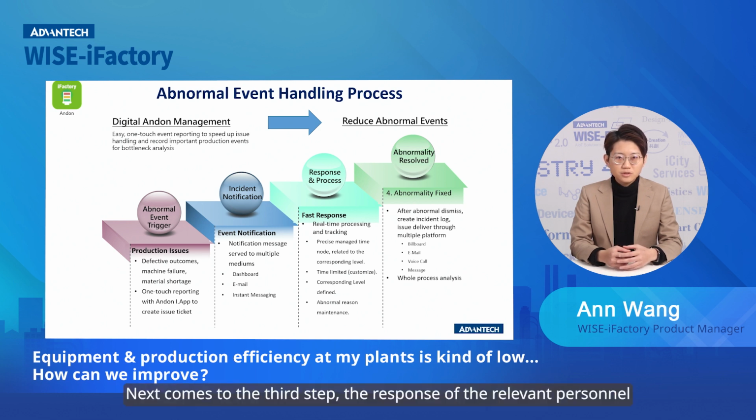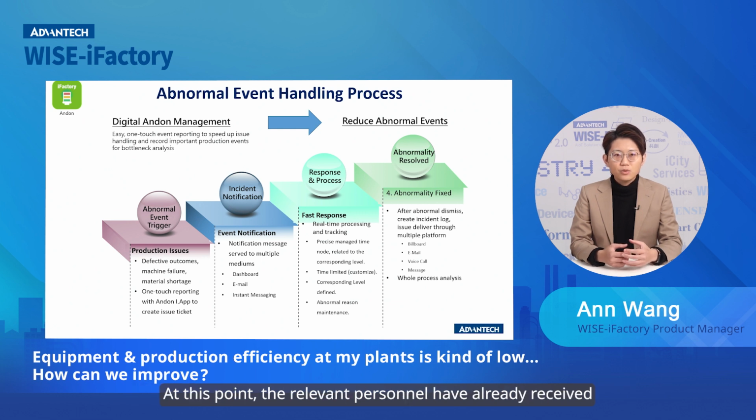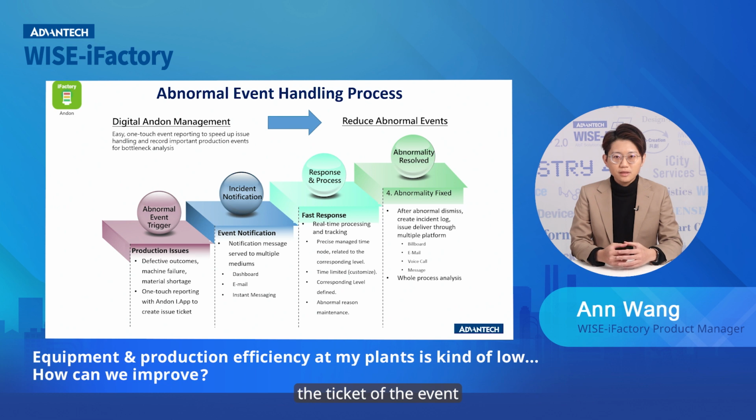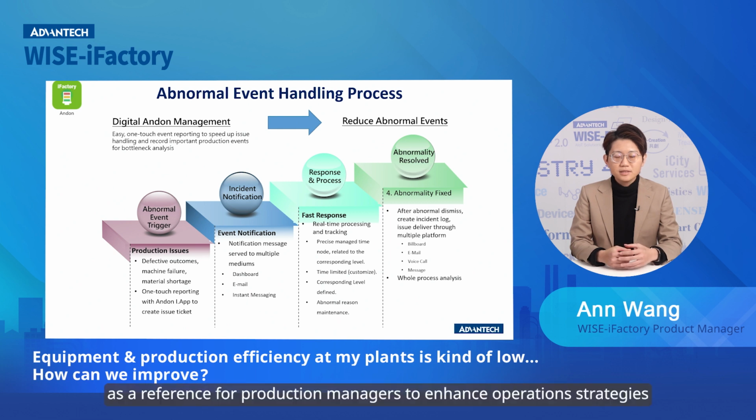Next comes the third step, the response of the relevant personnel. At this point, the relevant personnel have already received the tickets of the event. The duration and cost of the events can be maintained here. Finally, the abnormal events are fixed by the relevant personnel. At the same time, these abnormal events will also become a database as a reference for production managers to enhance operation strategies.